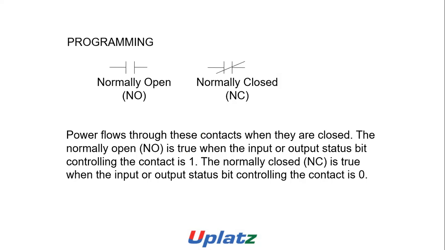Programming. Normally open and normally closed contacts are shown. Power flows through these contacts when they are closed. A normally open contact is true when the input or output status bit controlling the contact is 1. A normally closed contact is true when the input or output status bit controlling the contact is 0.